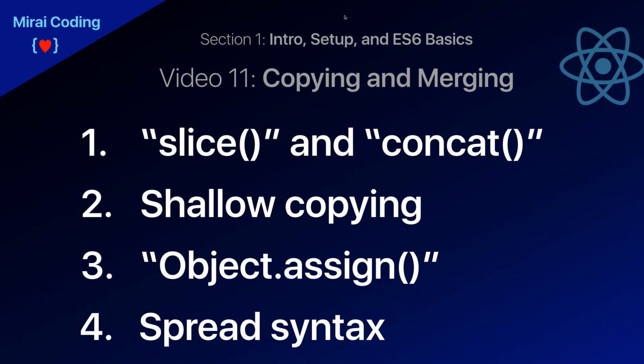To summarize, we covered the array methods slice and concat, for copying arrays and merging arrays, respectively. We talked about shallow copying, and what it means for arrays with elements which are primitive values, versus elements which are objects. We used the Object.assign method for copying and merging objects. And, we introduced the new spread syntax, and talked about how it can simplify copying and merging both arrays and objects.